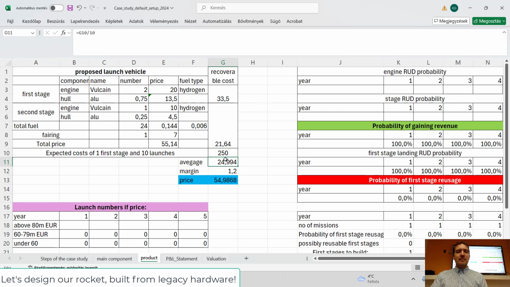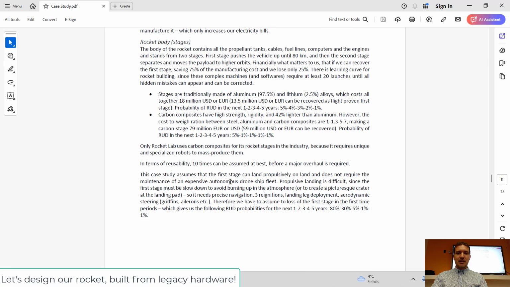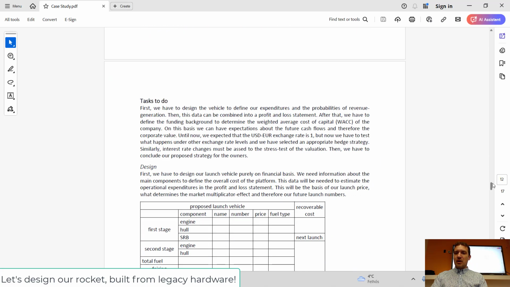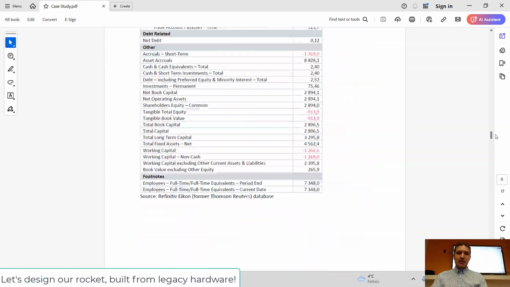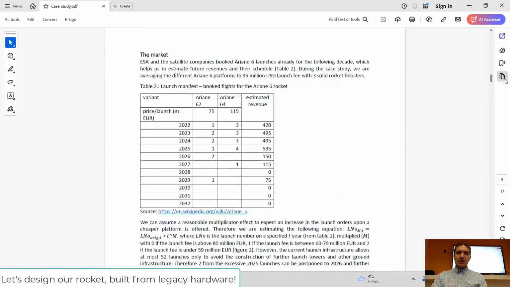So if we are averaging this out, so checking that, okay, if we have 10 launches, then we can see that the manufacturing cost on average would be around 25 million euros, and then we can set our profit margin. So right now by default it's 1.2, but we can be greedier. So let's see the market. Because we have this romantic approach here.